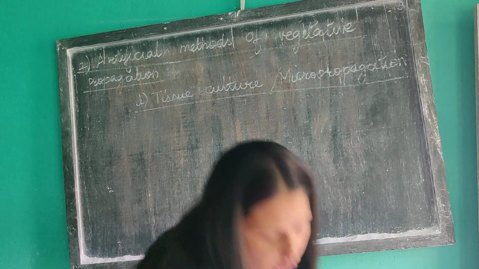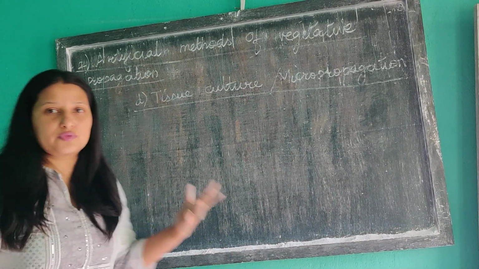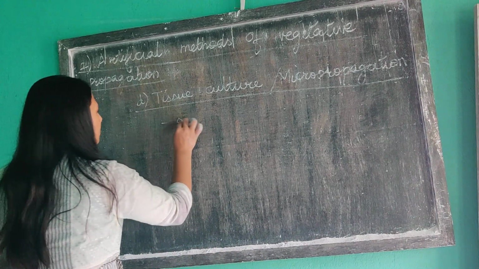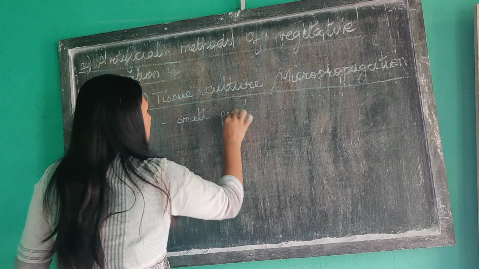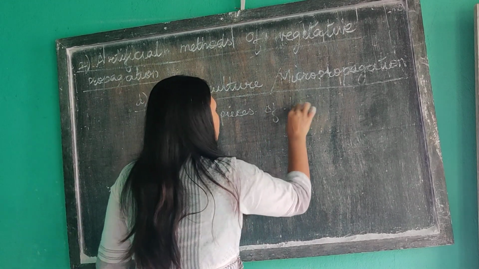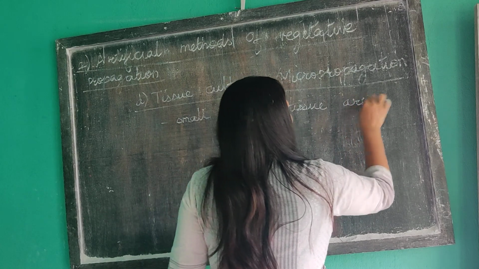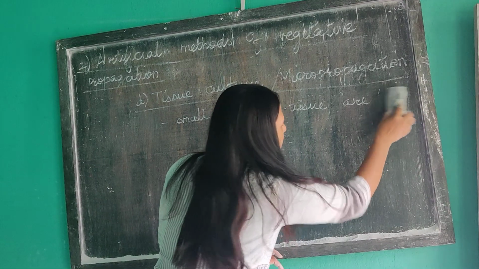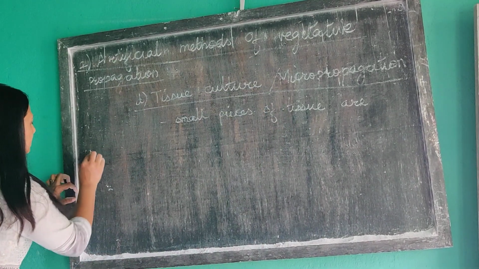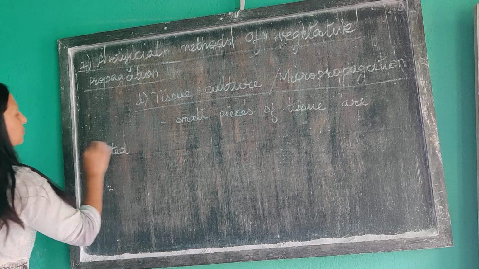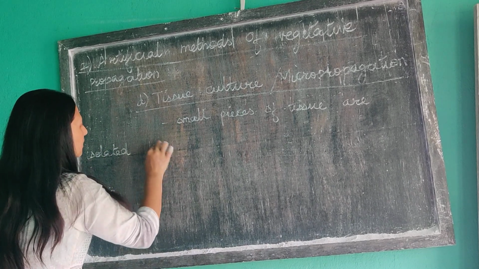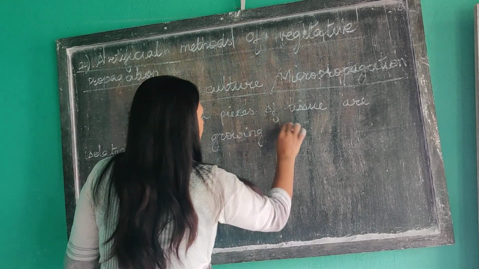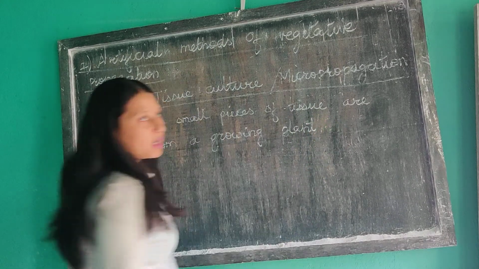So in this method, small pieces of plant tissues are taken from the parent plant. Okay, they are taken from the growing part of the plant. Small pieces of tissue are taken, or they are isolated. Let us write down isolated. That will sound more appropriate. Are isolated भनेको अलग्गै छुट्याउनु हो नि त. Okay, isolated from a growing plant. Okay, first step now. Tissue are taken from a growing plant.